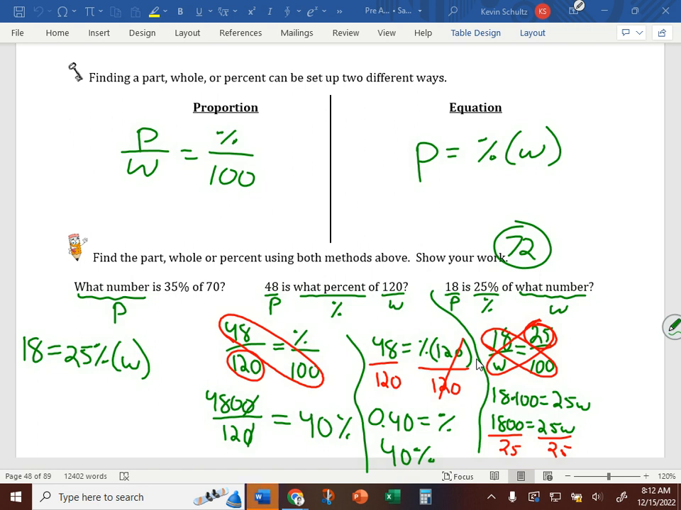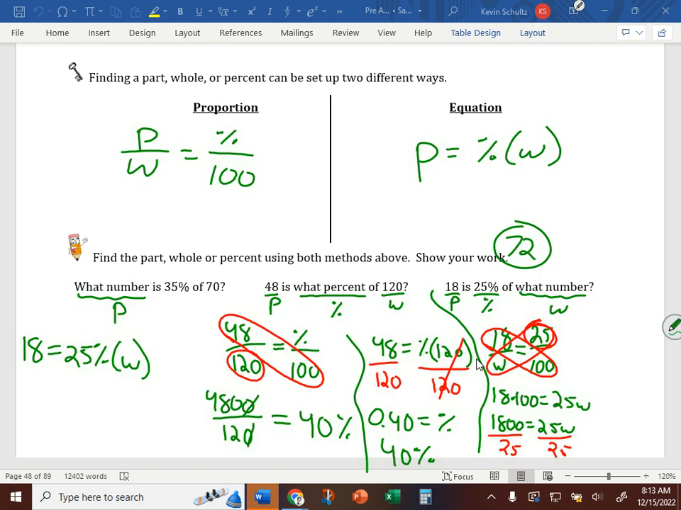I just have a question. Yeah. Could you just do 18 times 100 divided by 25? Yes, it was essentially what we did then. But yes. We just wrote it out. It's a little bit longer. 25% as a decimal.